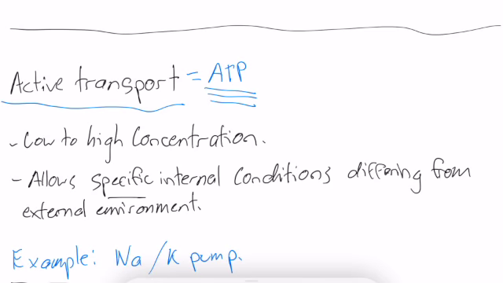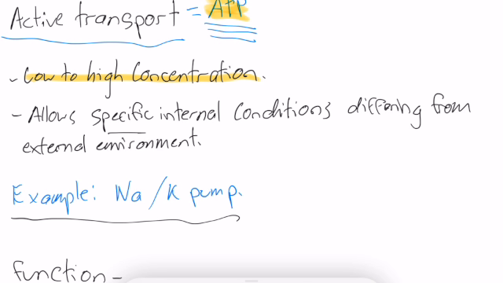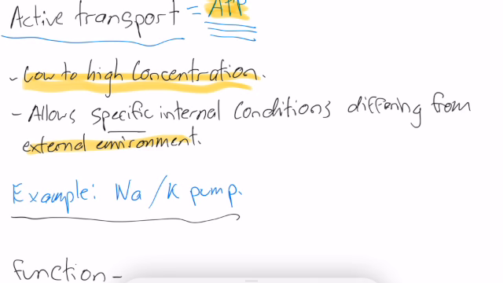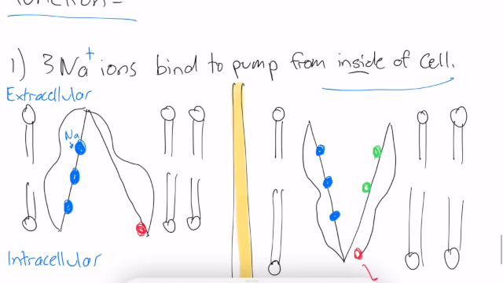So I'm now going to talk about active transport, which we know requires ATP. Active transport is a low to high concentration, which reflects why it needs that energy. It allows specific internal conditions differing from the external environment. This use of energy means that the cell can be different from its external area through this low to high concentration medium of active transport. An example seen in the syllabus is the sodium-potassium pump, and its functionality is as follows.